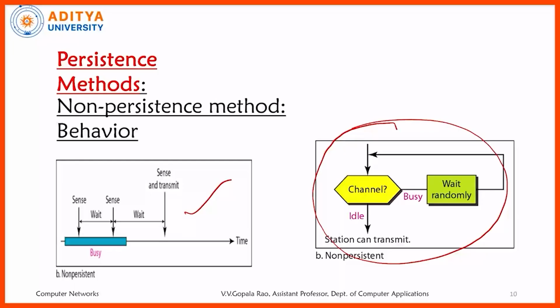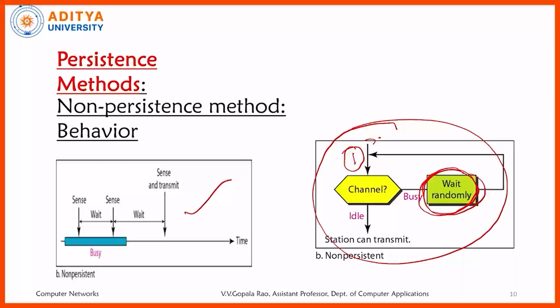So again, if you see that there is a station which is starting its operation, it is sensing the channel from point number 1. Once it is sensing the channel, already I told you that there are two options. The channel may give you a response called busy, or a response called idle. Once the channel is busy, instead of continuously sensing like the one persistence method, in this non-persistence method the station is allowed to wait for some time on a random basis. That is the change in this. So we are allowing the station to wait randomly.